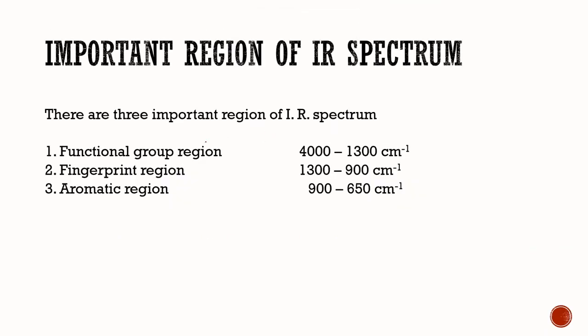The mid-IR region has three important regions, that are functional group region, in which the functional group is determined, fingerprint region, and the aromatic region. The wave numbers for functional group region are 4000 to 1300, fingerprint region 1300 to 900, and aromatic region 900 to 650.